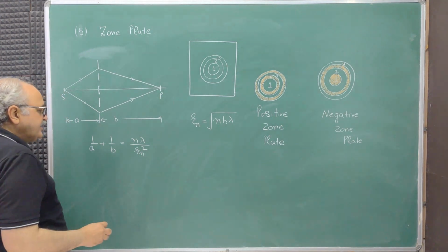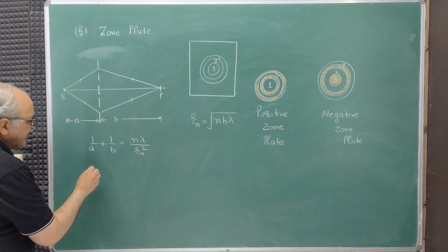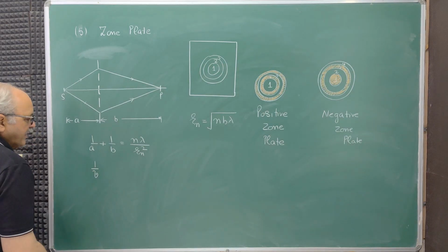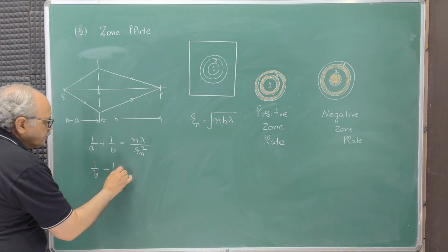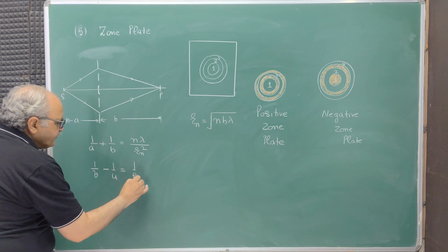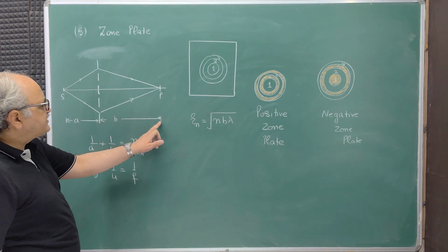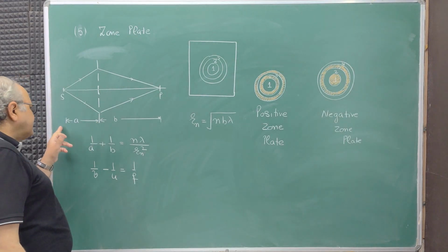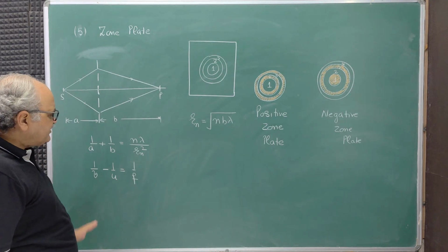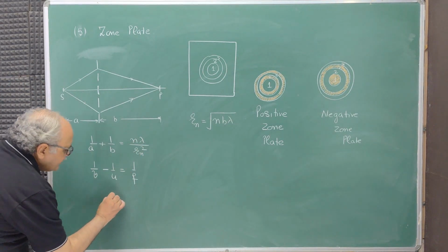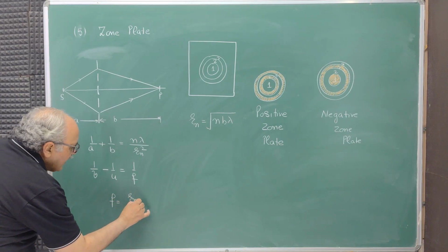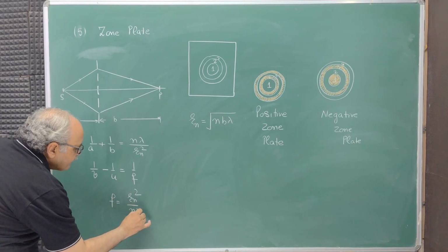So this formula is similar to the lens formula, 1/v minus 1/u equals 1/f. So this is a similar formula. Obviously, b is on this side, so it is going to be positive, but a is on that side, so it is going to be negative. So it matches. So we have the focal length equal to Rn squared divided by n lambda.